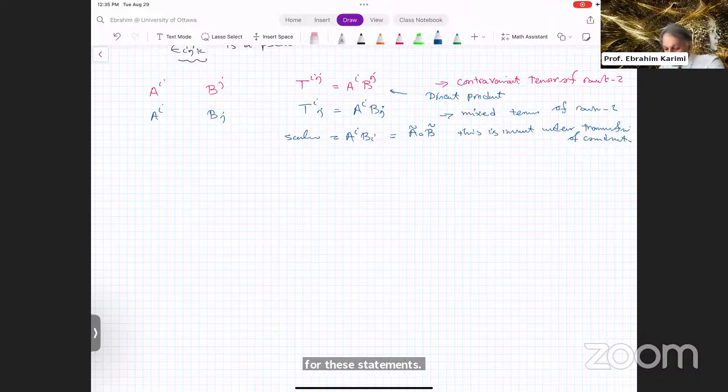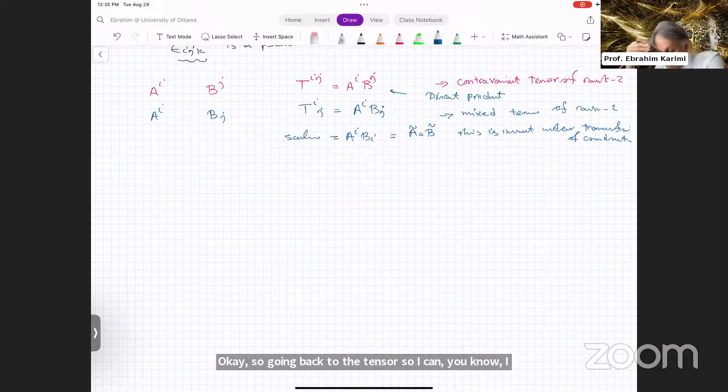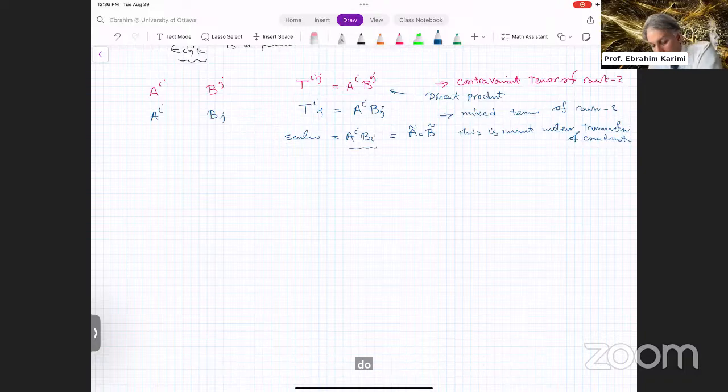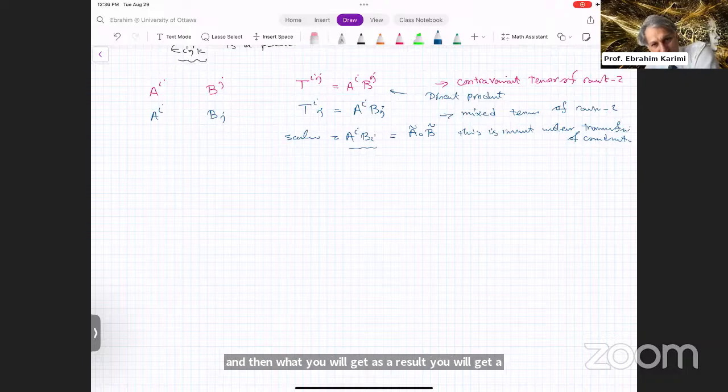Okay, so going back to the tensors, I can build up tensors from two vectors, and these are the ways. You can take the covariants, and you will get covariant tensors of rank 2, or even rank 3 if you go with three vectors A, B, C. Or you can get a mixed one when you go with a covariant and a contravariant. Or you can take one covariant and one contravariant, and then you do the summation. If you repeat on the dummy indices, what you will get as a result is a scalar quantity. And we showed last time also that this is invariant under rotation of the coordinates.